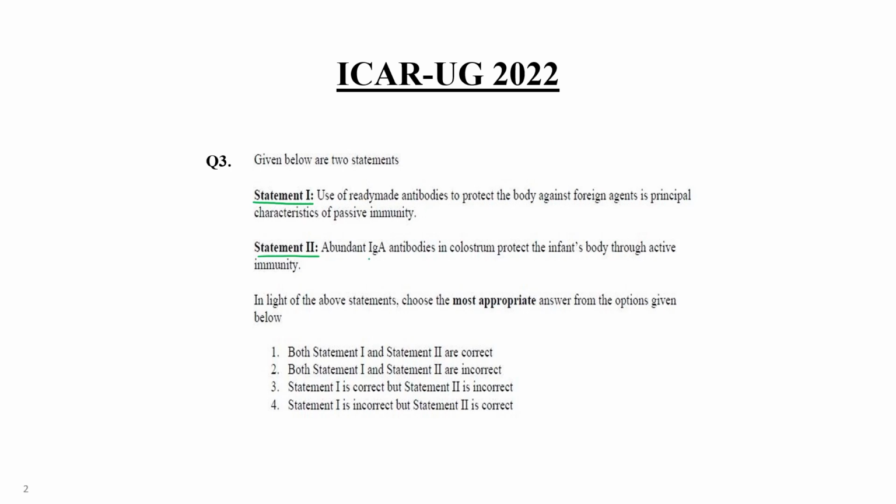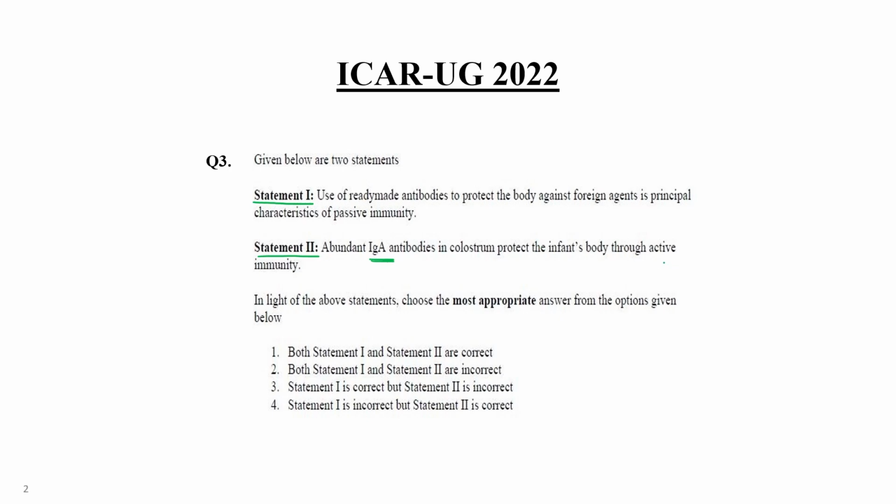And statement number 2: abundance of IgA antibody in colostrum protects the infant's body through active immunity. No, the presence of this particular antibody in the colostrum protects the infant's body through not active immunity but passive immunity, because directly the antibody participates in the defense mechanism. The infant's own immune system at that time is not in a situation to produce its own antibody.